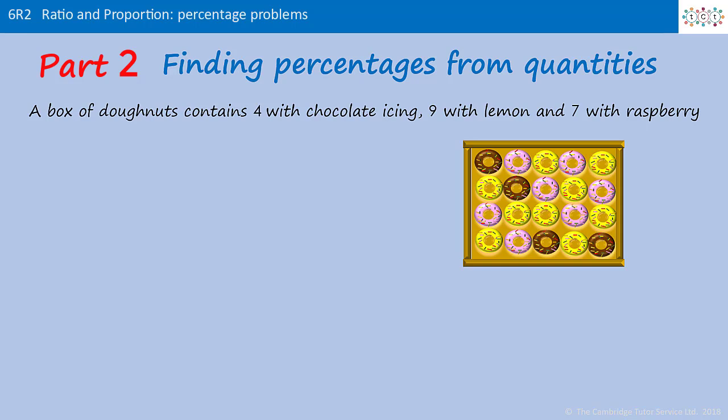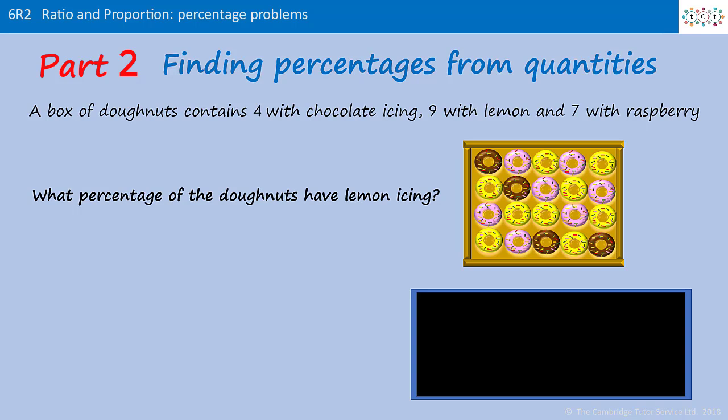These problems give you some of the quantities, and you have to work out what percent one or some of those quantities represent of the total number. Here we have a box of donuts, 4 with chocolate icing, 9 with lemon, and 7 with raspberry. What percentage of the donuts have lemon icing? We've added up the total number of donuts, and that makes 20. Out of 20 donuts, how many have lemon icing? That's 9.